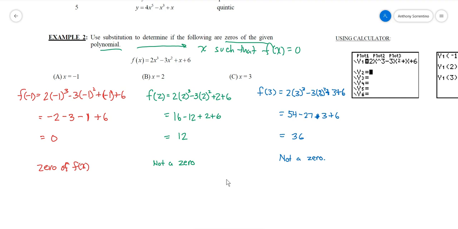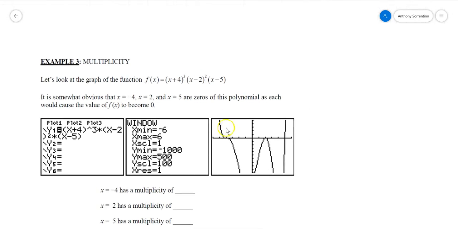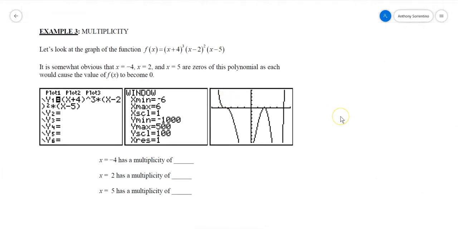But at the same token, there are instances where I may have a 0 that actually counts as 2, 3, 4 different zeros for that polynomial function. How am I going to know that when I see it? And that's what we got into talking about multiplicity. So multiplicity is an instance where I have zeros that count as being more than one 0.